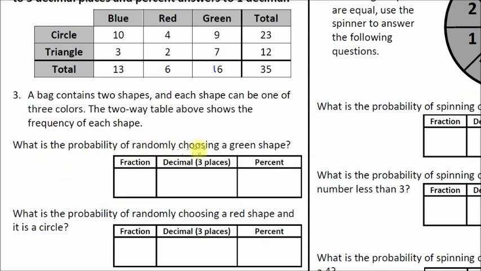What is the probability of randomly choosing a green shape? Well, the first thing I notice here is only one category is mentioned. And that means I know this is going to be marginal probability. I'll put the whole word right now. Marginal probability. So if I know it's marginal probability, I know that we're going to be using the grand total as the denominator. And the numerator is going to be all the items that are green. So I've got 9 green circles and 7 green triangles. That means I have a total of 16 green shapes. So my fraction is 16 divided by 35.